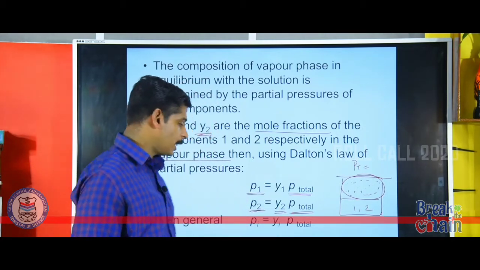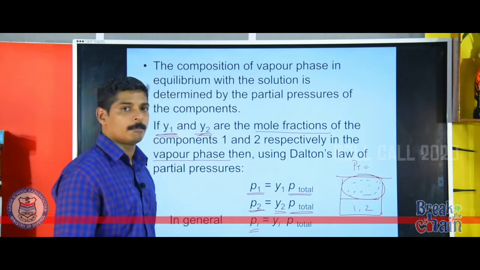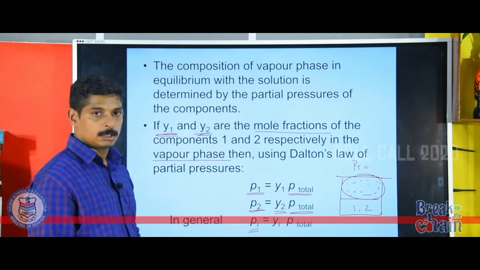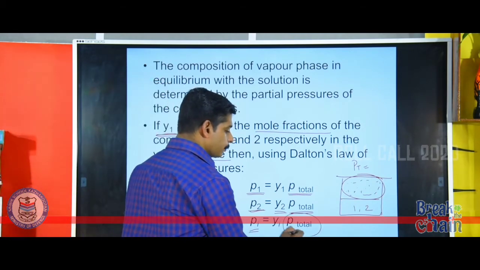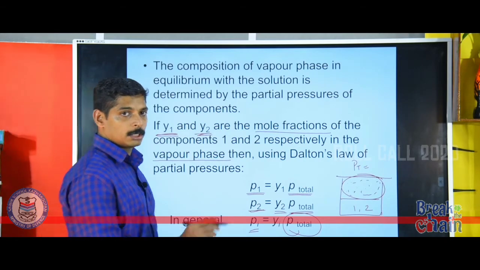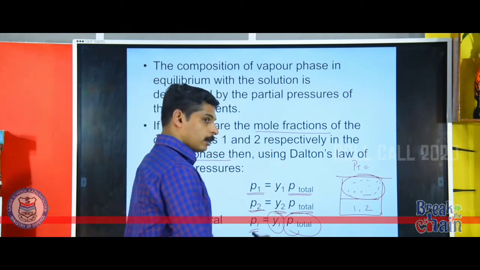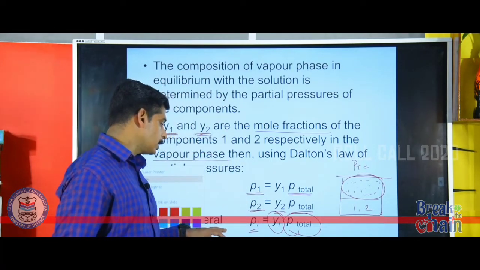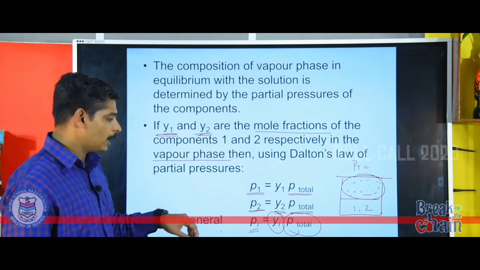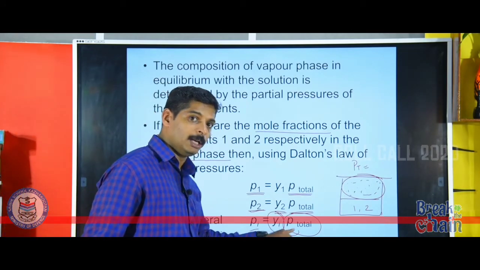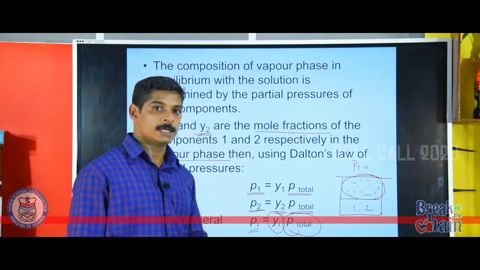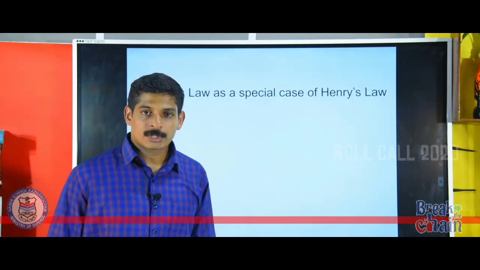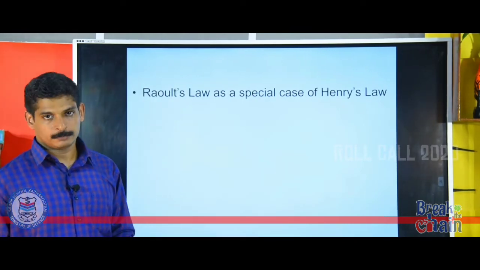Or generally you can write for any ith component, the vapor pressure Pi is equal to the total vapor pressure of the solution into the mole fraction of the ith component in the vapor phase. So, we can simply write Pi equals Yi into P total. Is it clear to you? Shall we proceed? Okay. Raoult's law as a special case of Henry's law.